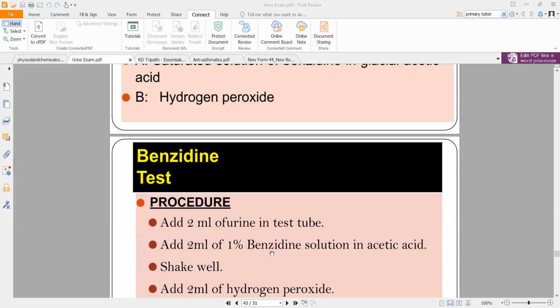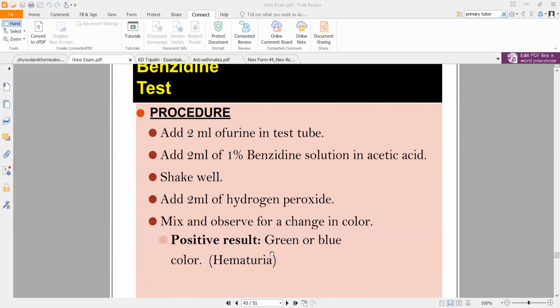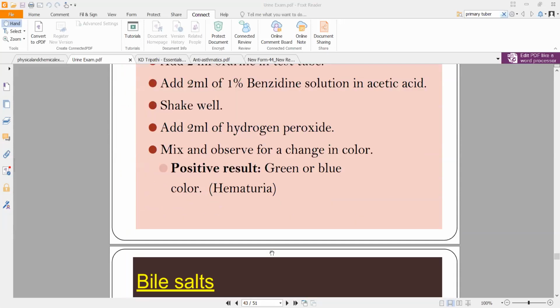How you perform this test is you'll take a little bit of urine, 2 ml of urine, and you will add 2 ml of 1% benzidine solution, okay, in acetic acid. So you have benzidine solution in an acetic acid ready, okay. You take that 2 ml and you add it to 2 ml of urine. Now if you shake it well and add hydrogen peroxide to it, if your urine has RBCs, immediately there will be a change in color, green to blue ho jata color. All right, so that is the test basically.